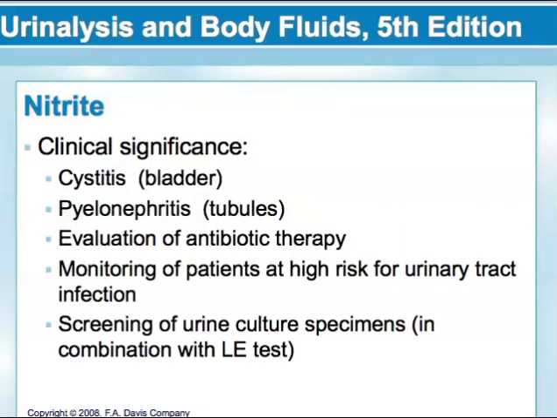Okay, the next test on the reagent strip is nitrite. Clinical significance of this test: the nitrite reagent strip test is useful as a rapid screening test for UTI. So it's useful in detecting initial bladder infections, also known as cystitis, when patients are usually asymptomatic. If left untreated, cystitis could lead to more serious complications like pyelonephritis, renal tissue damage, and even septicemia.